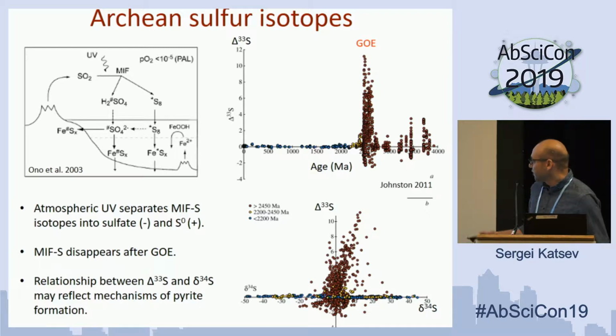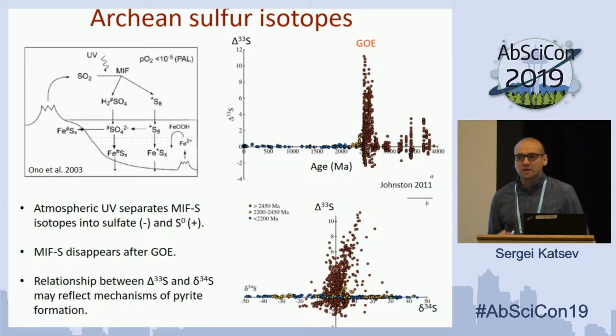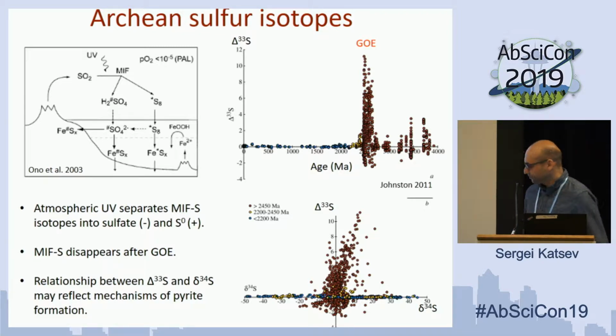There is a relationship between mass-independent fractionation, delta theta 3, and delta 34. So a decrease in delta 33 is probably a decreased role of elemental sulfur. We also see lighter isotopes in sulfur, which probably reflect microbial sulfate reduction.